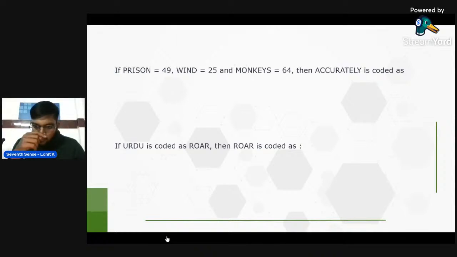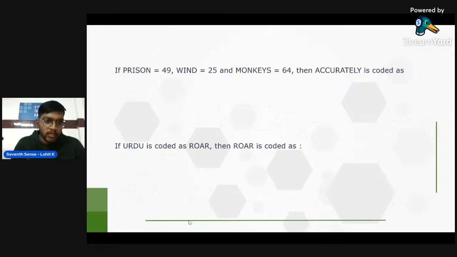Okay, for roar, OLXR, and for 39 accurately. Now see the first answer. They have given the number coded for prison as 49, right? Wind as 25 and monkey as 64. As you can see, these are squares of numbers, right? 7 square is 49, 5 square is 25, 8 square is 64. So there could be some pattern.